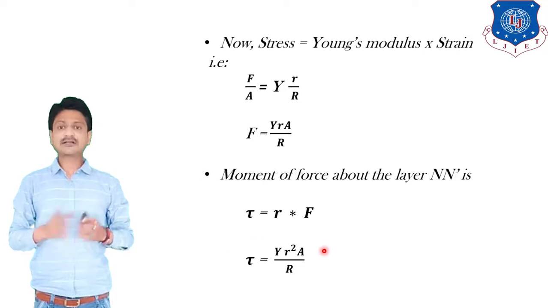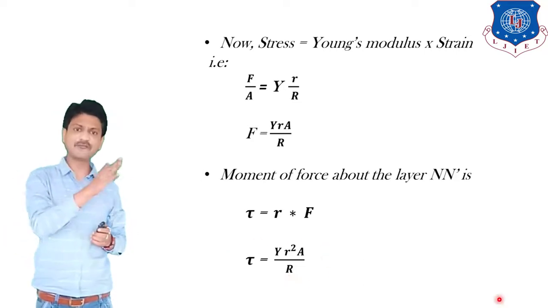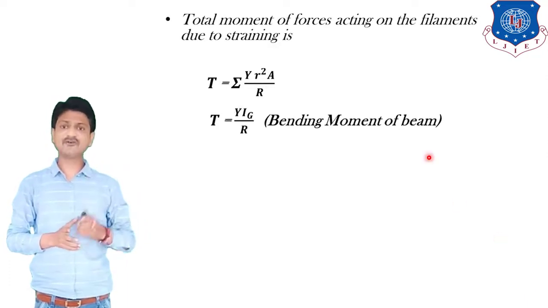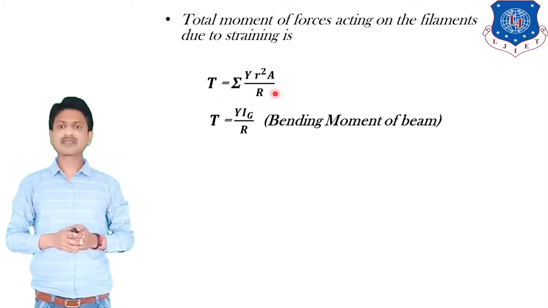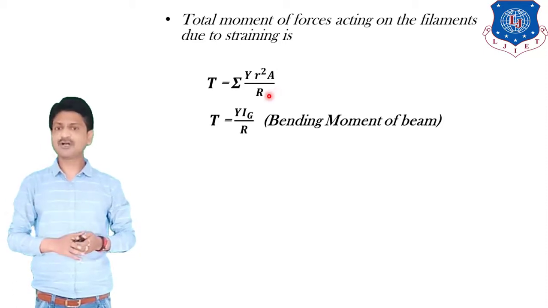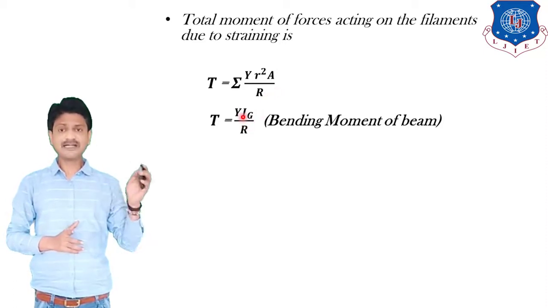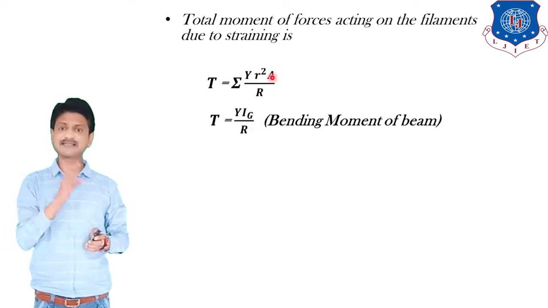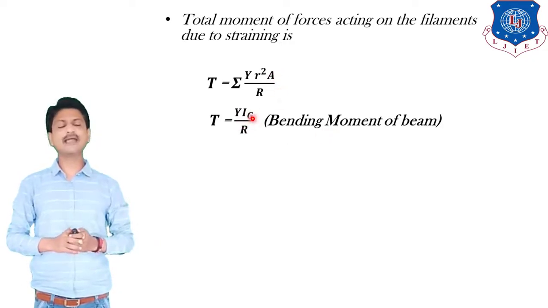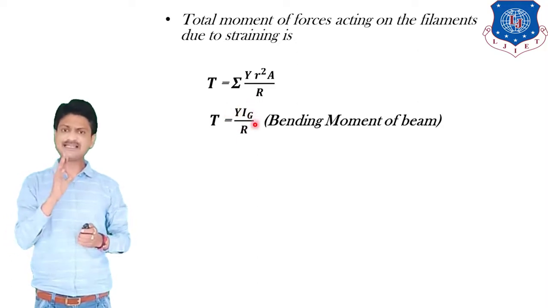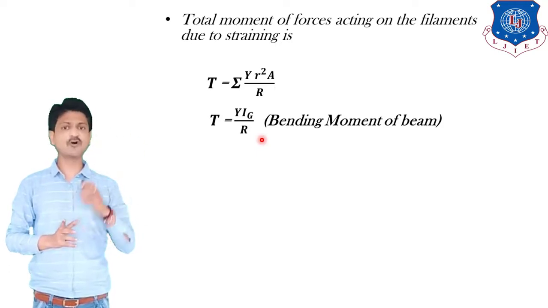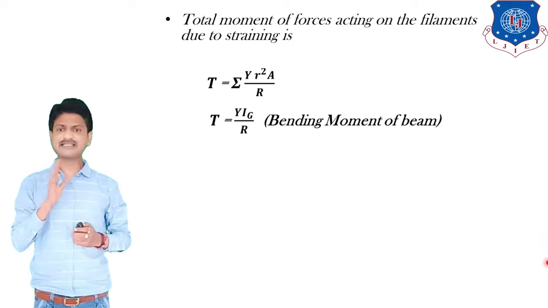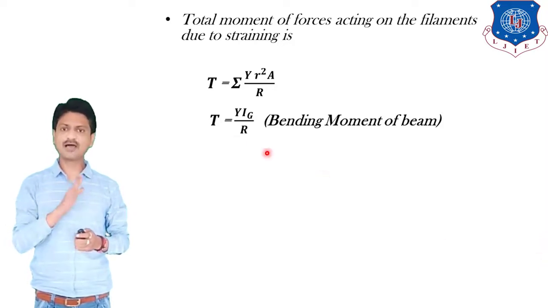Now the total moment of force acting on the filaments due to that straining process is taken by the summation of all their forces. So here τ equals Σ YAr² upon R. But here Σ Ar² is nothing but the geometrical moment of inertia. So Ig equals Σ Ar². We replace the value of Ig in the above equation and we get τ equals Y by R into Ig.